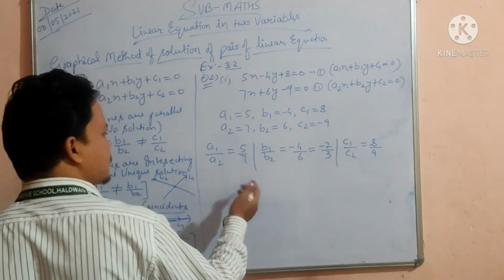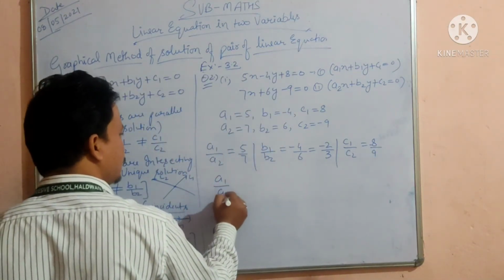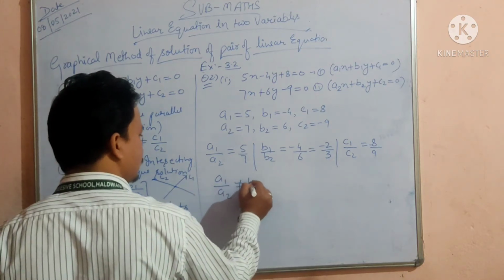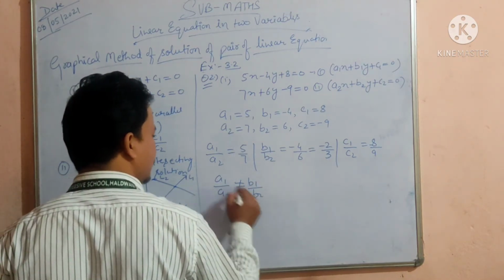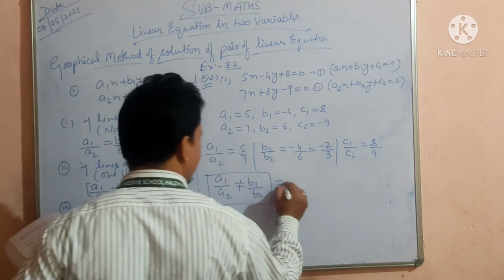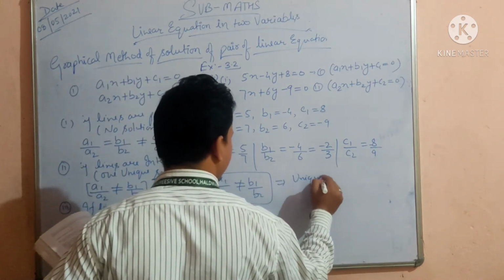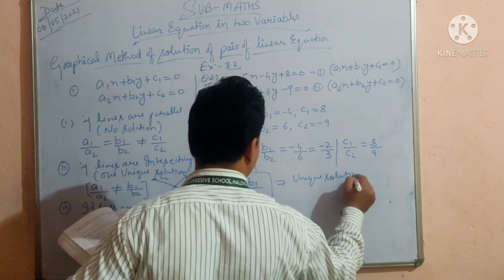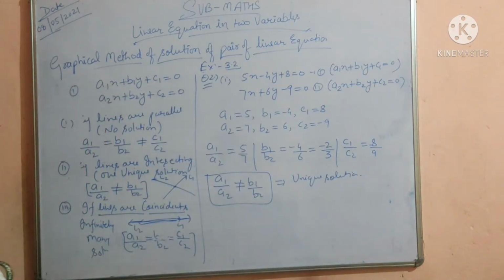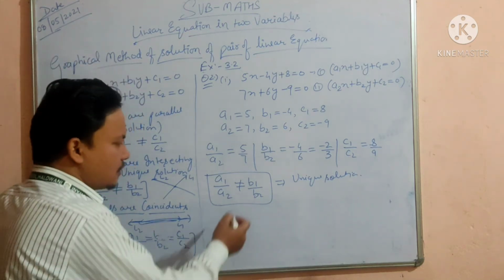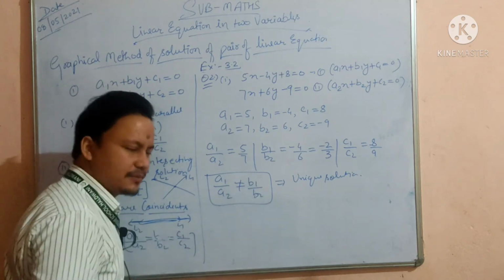Now you can clearly see the picture. a1 upon a2 is not equal to b1 upon b2. ठीक है? So this is a unique solution. A unique solution is existing there. Okay, pause the video and take the screenshot. Why is it a unique solution? Because a1 upon a2 does not equal b1 upon b2.